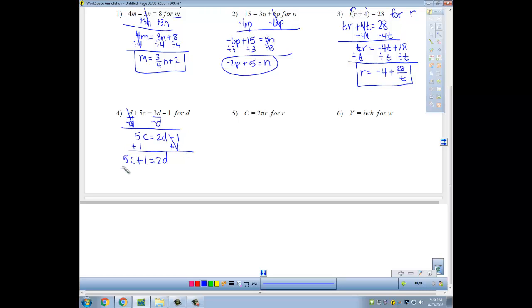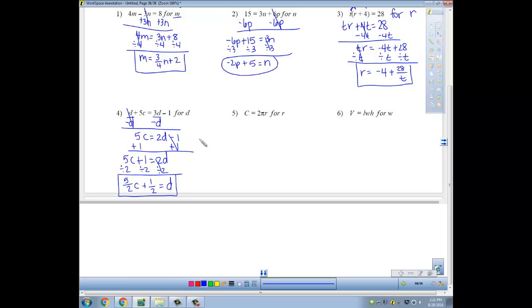And then divide everything by 2. 5c over 2 is just 5 over 2 c. And then 1 divided by 2 is 1 over 2. We have d by itself, which was the goal.